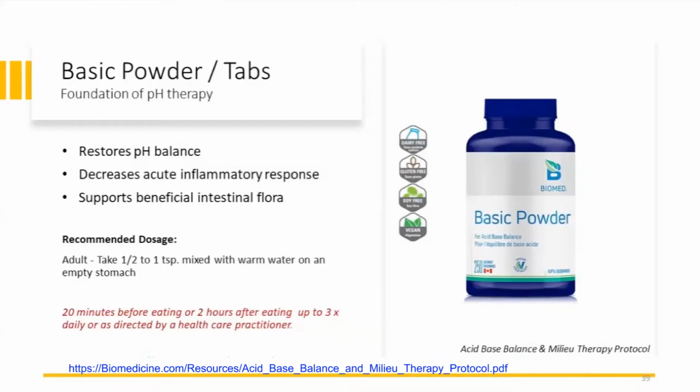And the tabs, 2 tabs is equivalent to a teaspoon. So if it's 1/2 teaspoon, you would do 1 tablet. Same things apply. Now, with any of these, the Pleo Alkala, basic powder, and tabs, for the person with acid reflux, I will often have them do another dose when they're experiencing acid reflux. It works really, really well.